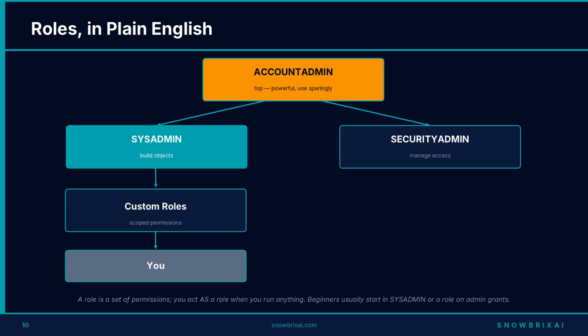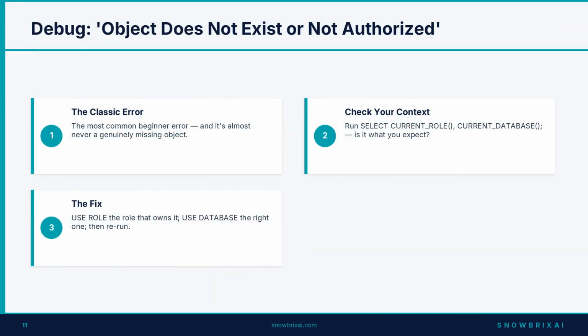When you see a not authorized error later, this is exactly the idea that makes it make sense. Now meet the error you will absolutely hit: object does not exist or not authorized. It looks scary, but here is the secret. It is almost never a missing object. It is your context. First check it.